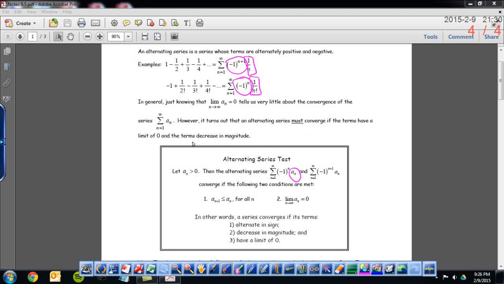Okay, so the big thing here, and I've just kind of summarized it: in other words, a series will converge if its terms are alternating in sign, decrease in magnitude, and have a limit of 0. So those are the three things you need to look for. You should recognize first if a series is alternating in signs, and then if the terms are decreasing in magnitude and have a limit of 0, then it will converge. This is one of the easier tests that we're going to deal with.